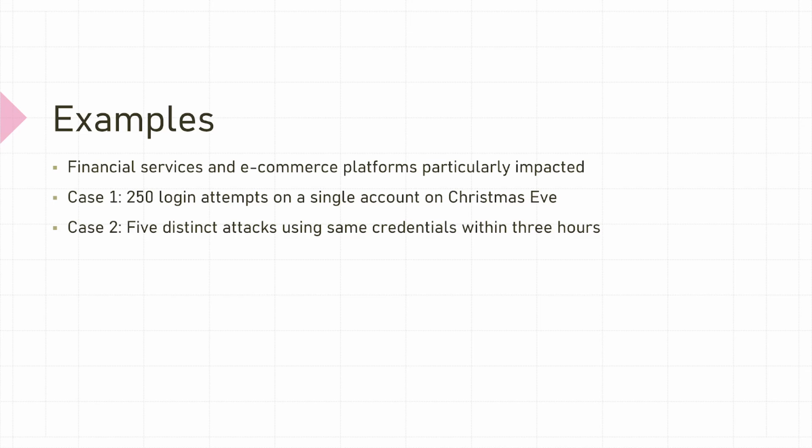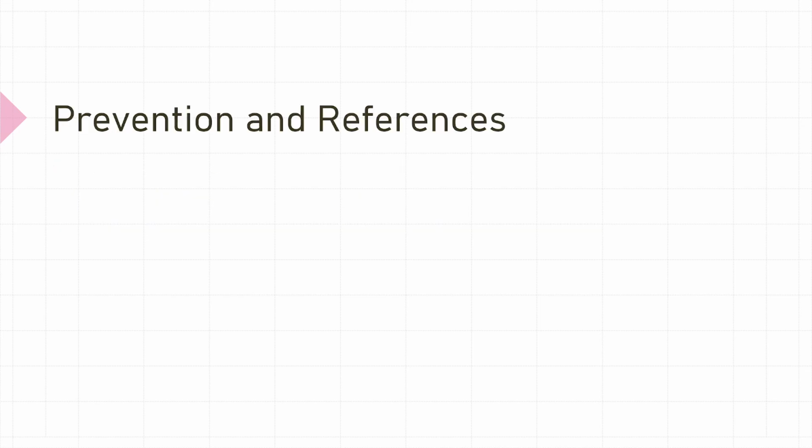Case 2, there were 5 distinct attacks using the same credentials within 3 hours, according to this site. This was one person, and they were getting attacks on their bank, and on, I think, a Roth IRA account or something like that. Just various things, and it was very targeted. That was the point of this: it can be a targeted attack where they use the same credentials very quickly in a short span. All right, so just some prevention and a reference for you if you would like to see it.